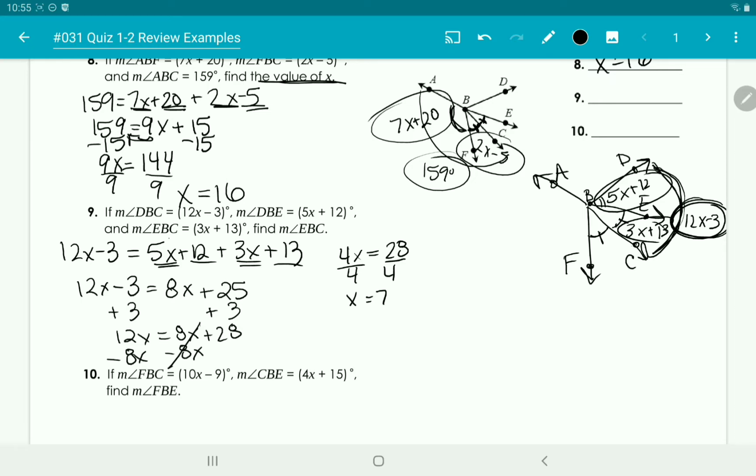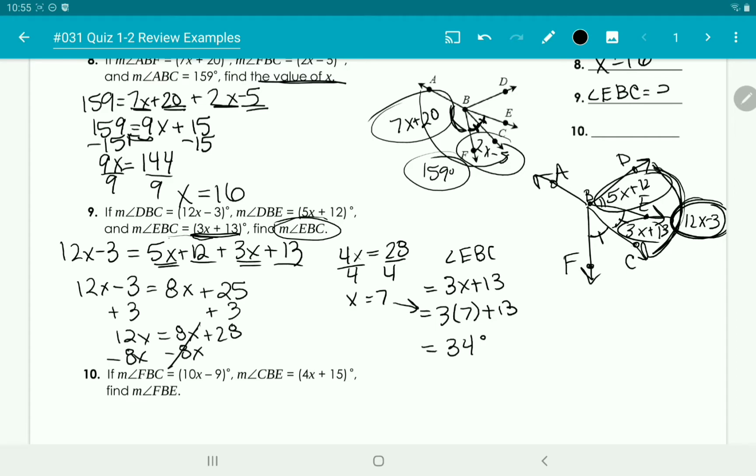But it's not asking us what x is equal to. It's asking us for the angle EBC. Angle EBC, we've got written here, is this 3x plus 13. And we know that x is 7. So instead of writing x, it's 3 times 7 plus 13. We're just substituting the 7 in for x. And then if we type that out on a calculator, we're going to get 34 degrees. So angle EBC, what we're looking for, is equal to 34 degrees.